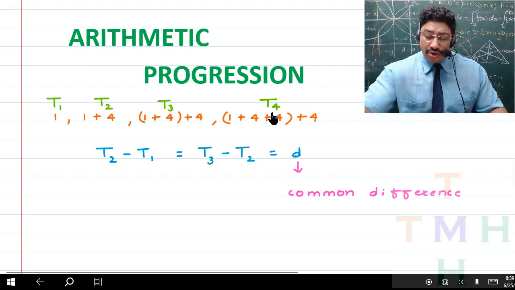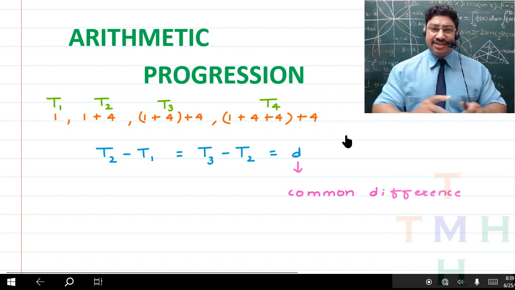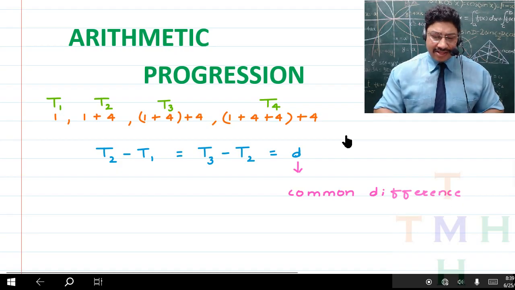Like here we talk about the fourth term, so you will find that there is one less number of common difference, that is here, as the common difference is 4. So to 1, which is the first term, 1 less than the nth term, that is the fourth term, we are adding the common difference. So this is what is going to help us in finding out the nth term.